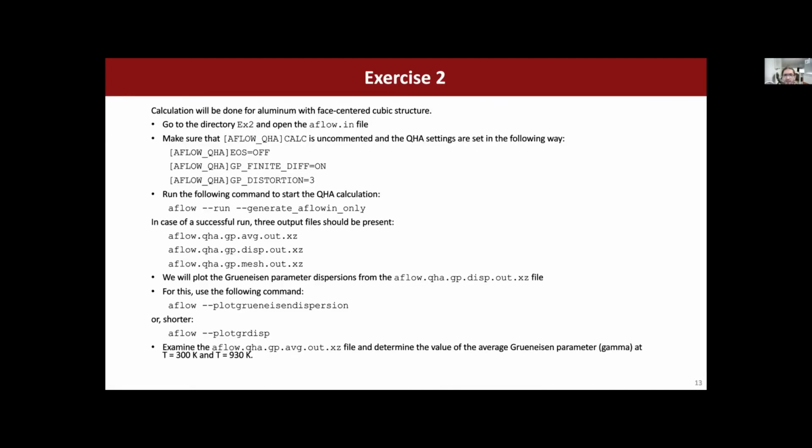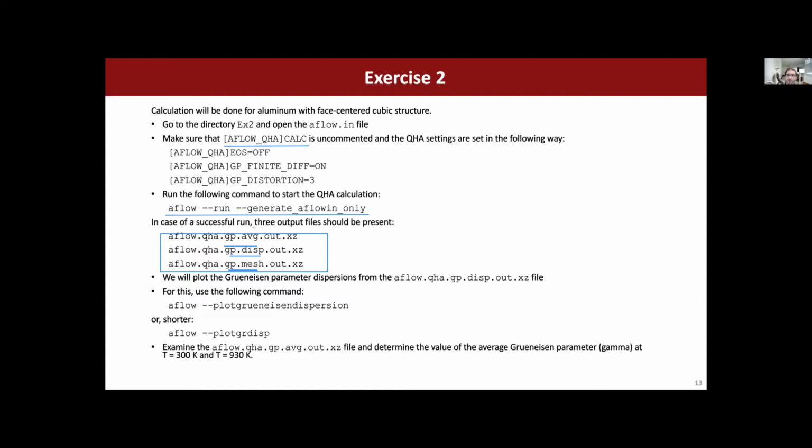And second exercise is a continuation of the previous exercise, where I provide you with all of the data already calculated. I encourage you to open AFLOW file and make sure that all options are correct and AFLOW-QHA calc is uncommented. Once you see that everything is okay, then you can run post-processing step with aflow --run, generate AFLOW only. And in case of successful run, 3 files will be created. It will be GP average, GP disp, and mesh.